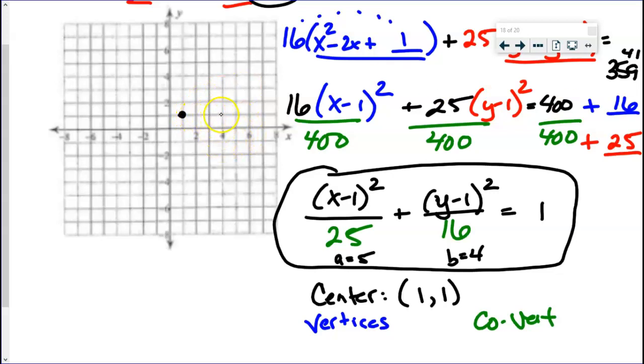Horizontally, 1, 2, 3, 4, 5. 1, 2, 3, 4, 5. Co-vertices vertically, 1, 2, 3, 4. 1, 2, 3, 4. Okay, here goes.